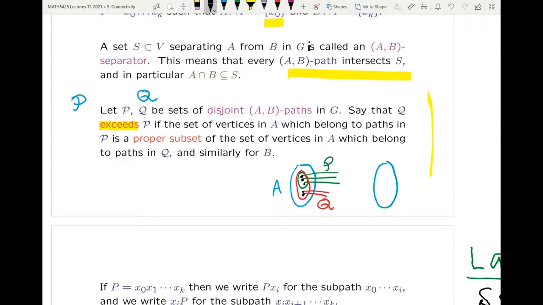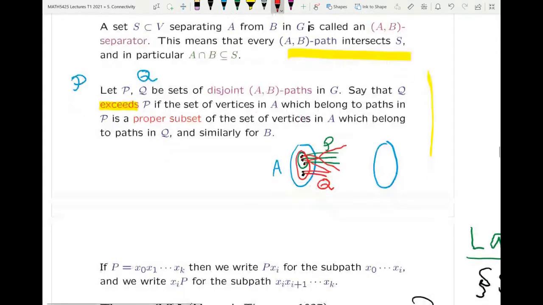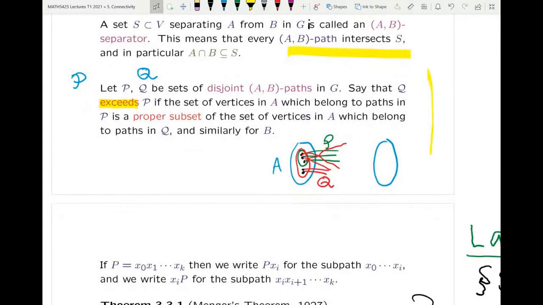So actually my picture is not great. That's a horrible picture, just read the definition. We're covering the same vertices in A using the paths Q that were covered in curly P, but then also some more. It's got to be strictly bigger. It's a proper subset. Any questions about that definition? We'll see it in action very soon.